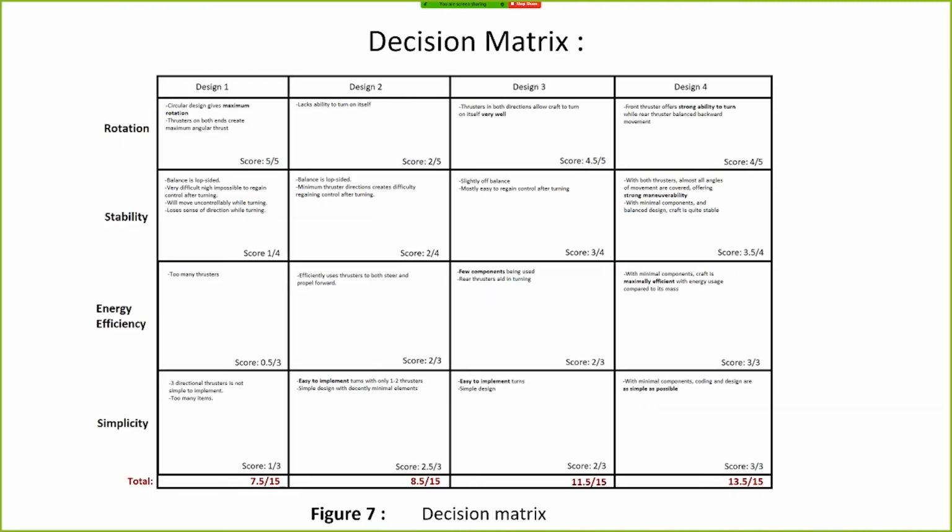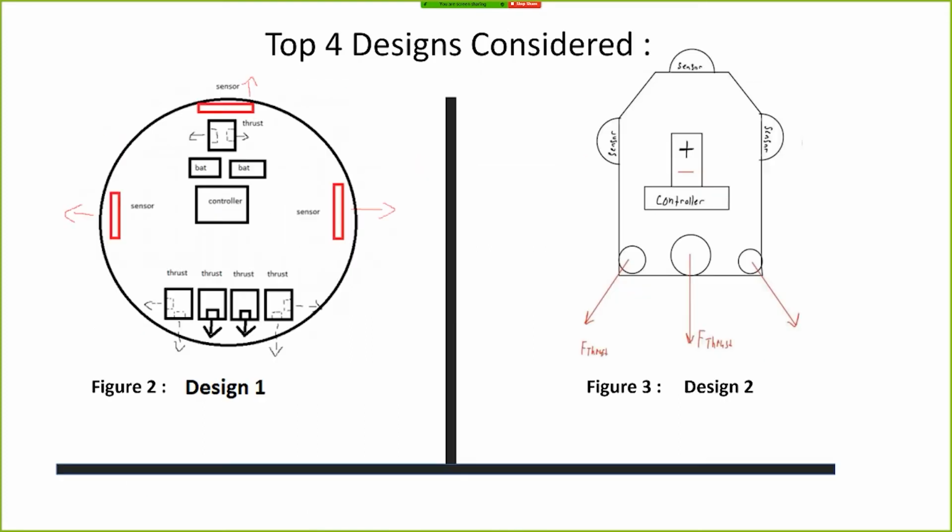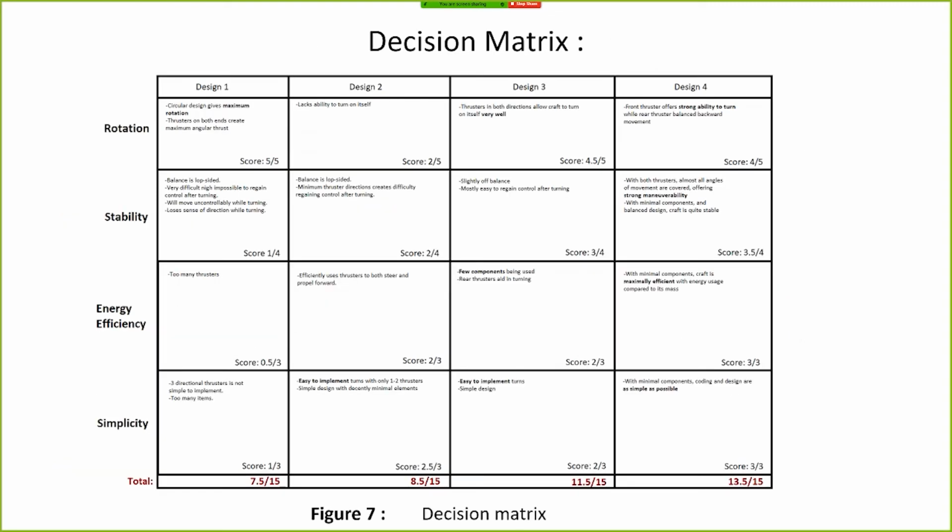Next, we'll be looking at the decision matrix. And as discussed previously, we have 4 designs that we considered. Just to remind you, design 1 is on the left. For the first criteria, the first design offered maximum rotation, so it got top grades for that score. For stability, the balance was a bit lopsided, and it was difficult to regain control after turning, so it received a 1 out of 4. Energy efficiency and simplicity were both lacking as well, because there were too many thrusters.